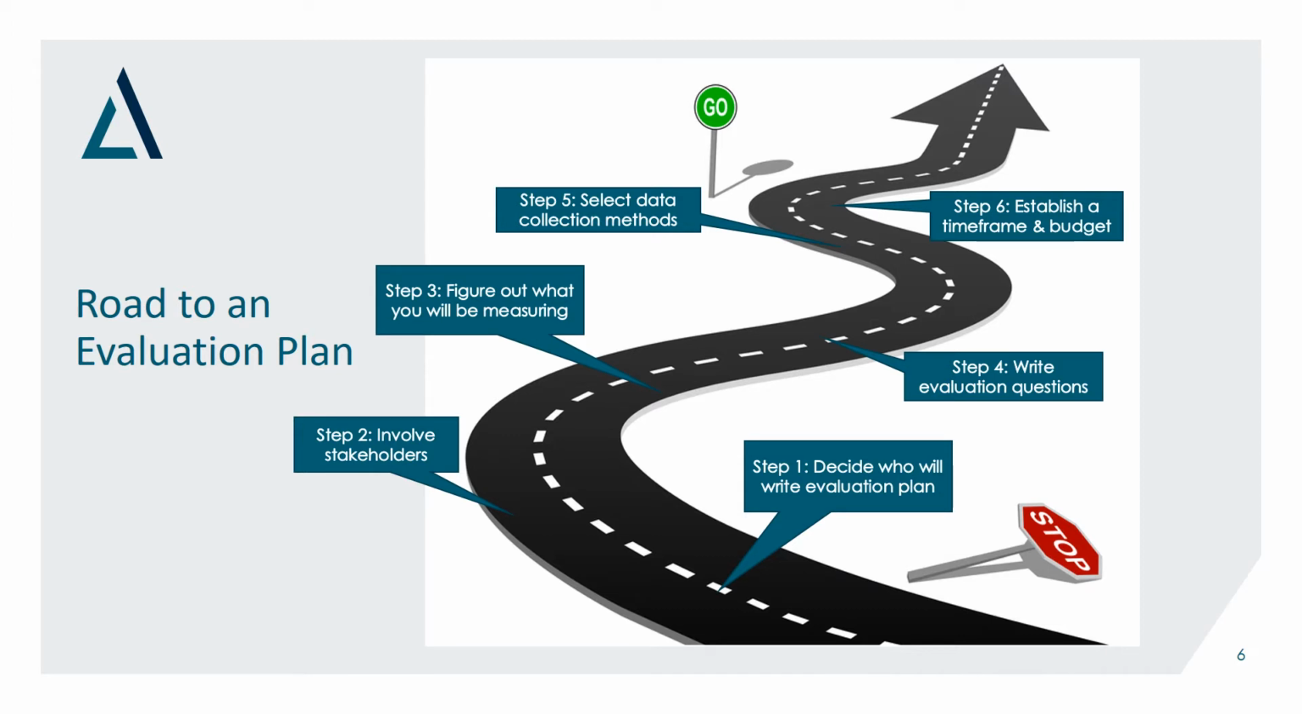As you develop your grant proposal for the Access Lex Legal Education Diversity Pipeline Grant Program, you should also be creating your evaluation plan. During the remaining portion of this webinar, I will walk you through the steps to preparing this plan. We will highlight 6 key steps as shown in our roadmap. Step 1. Decide who will write the plan. Step 2. Involve key stakeholders. Step 3. Figure out what you will be measuring. Step 4. Write evaluation questions. Step 5. Select data collection methods. And Step 6. Establish a time frame and budget for your evaluation work.